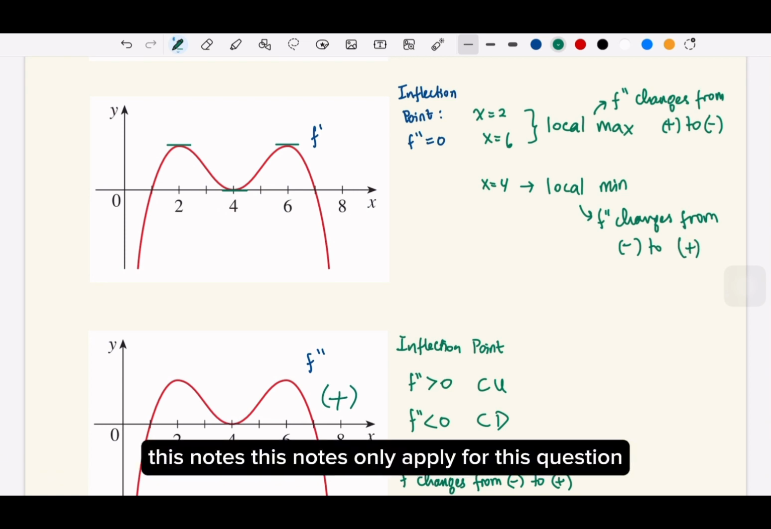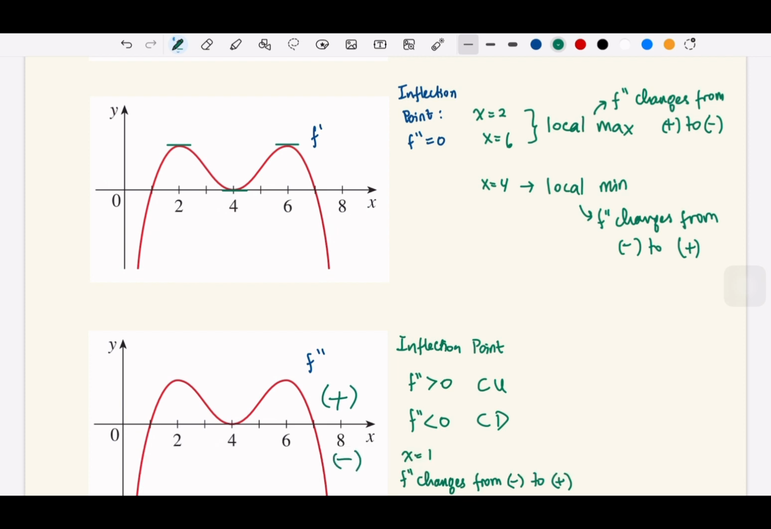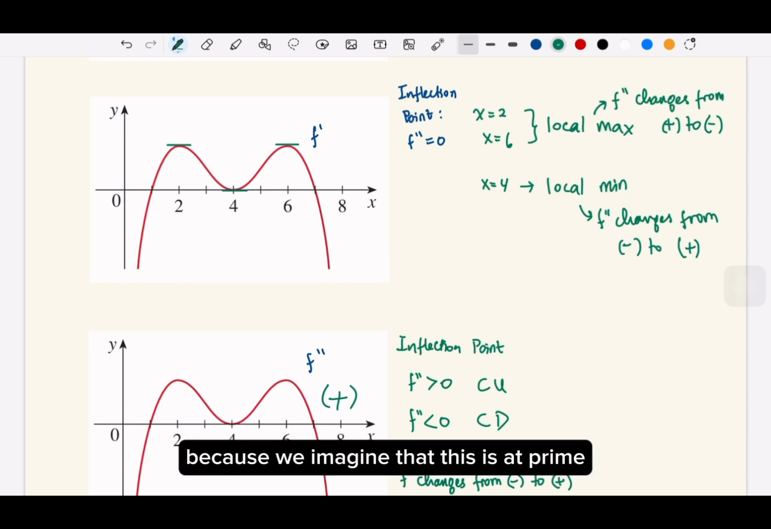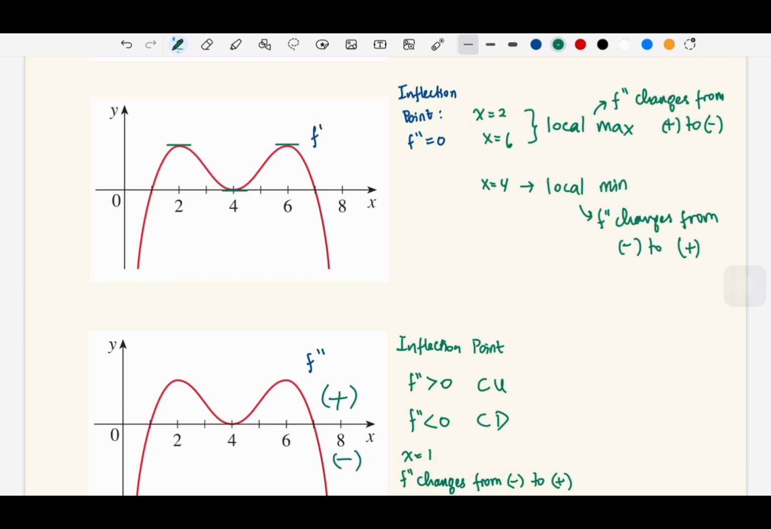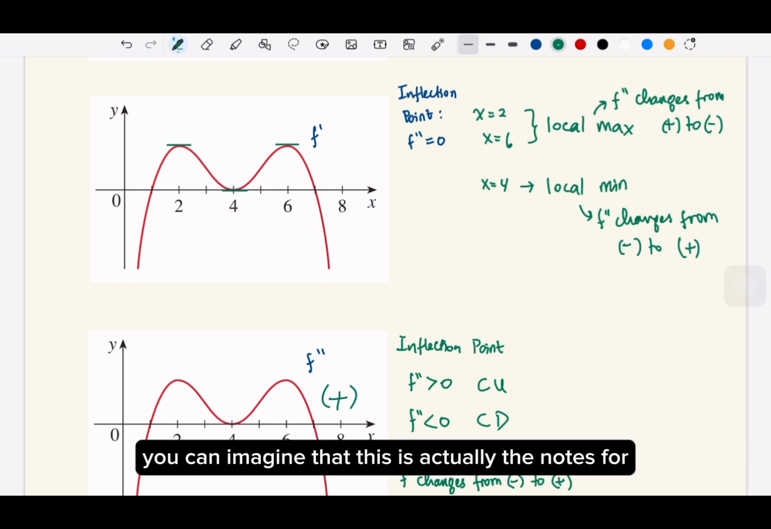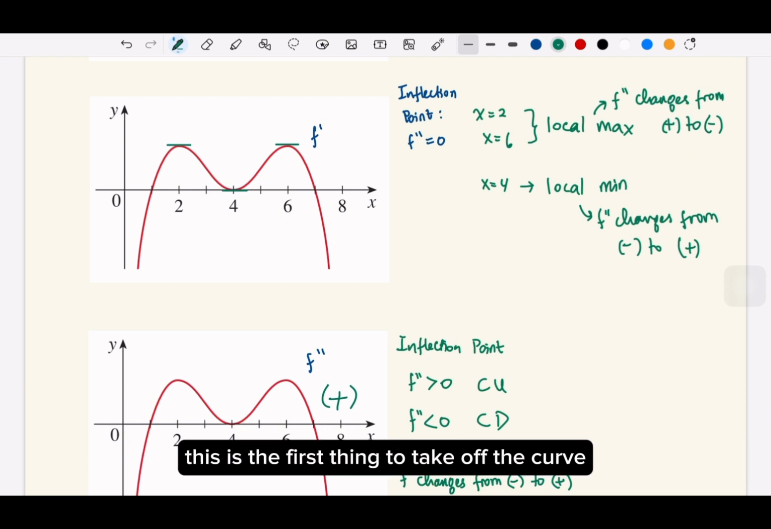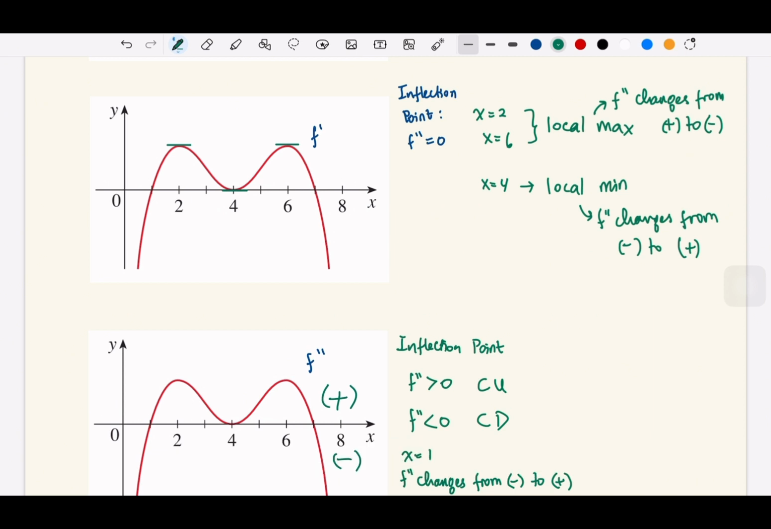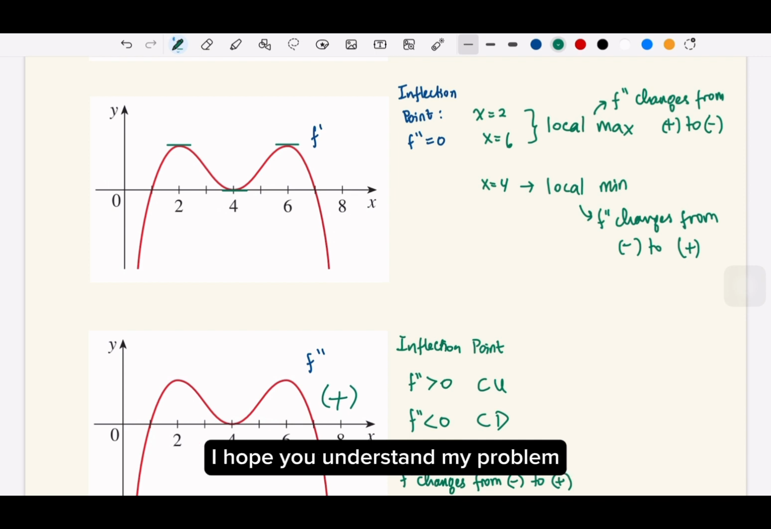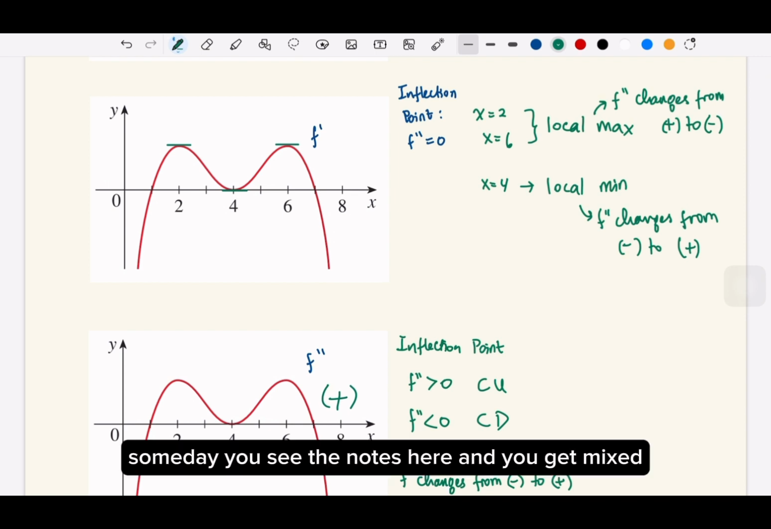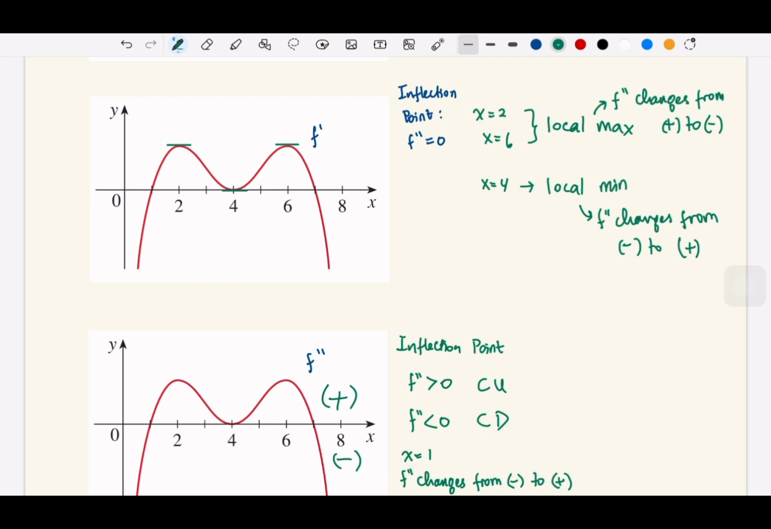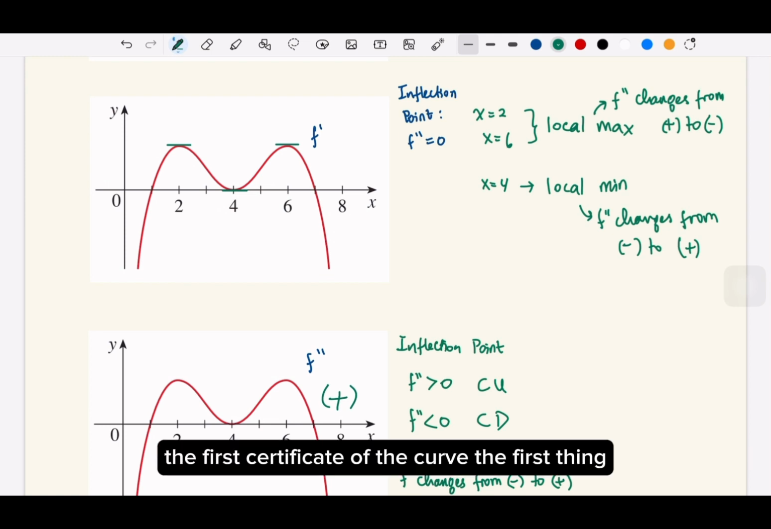These notes only apply to this question, okay? Because we imagine that this is f prime and this will be f double prime. You can imagine that this is actually the notes for if this is function, this is the first derivative. Or you could think this is the first derivative of the curve, which is the f double prime. Do not mix up with the original default definition. I hope you understand my point. Sometimes you see the notes here and you get mixed because you see, oh, this f double prime changed from negative to positive. No, it needs the first derivative of the curve. The first derivative of the curve.